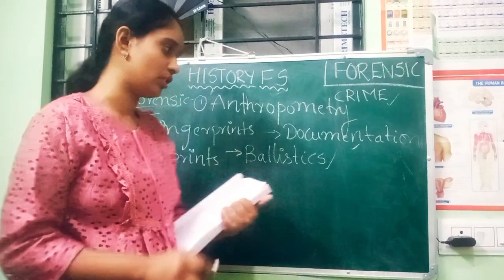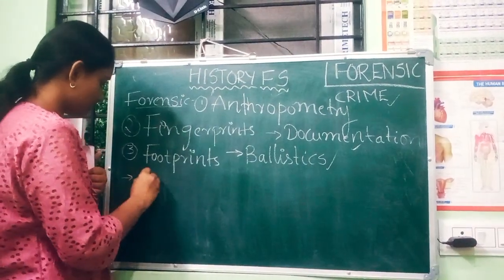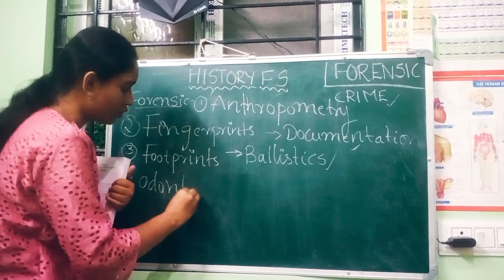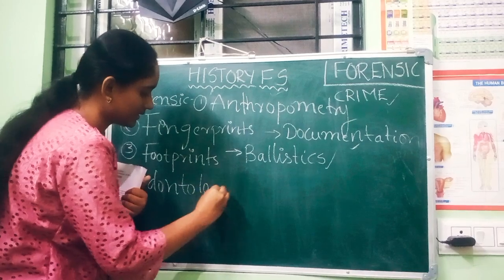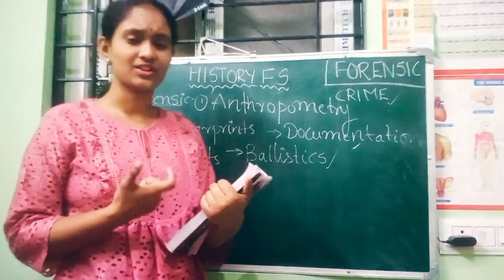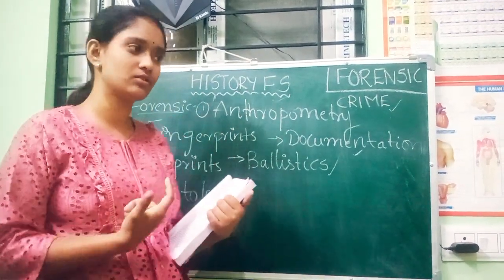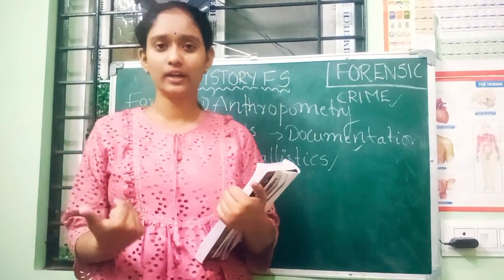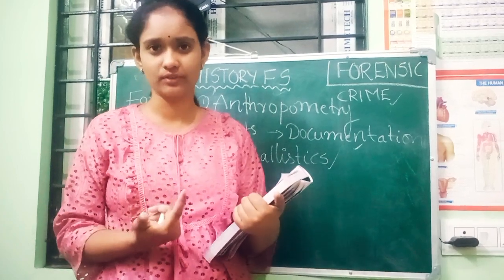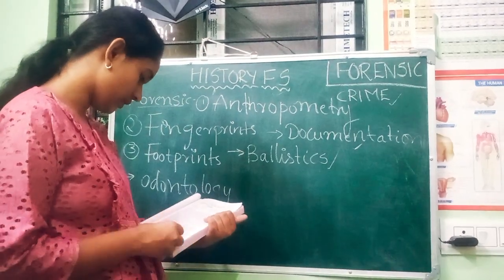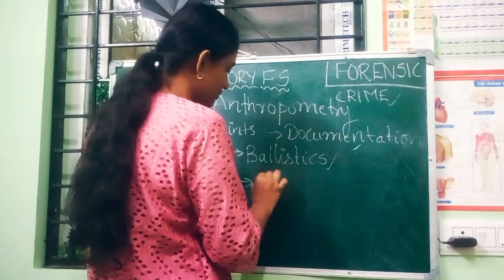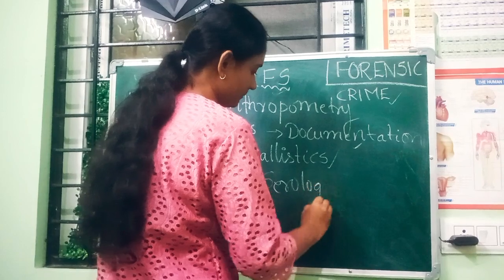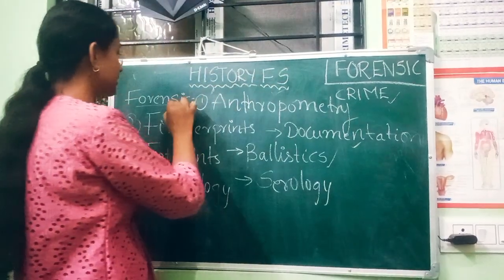And then odontology. Odontology is based on the structure of the teeth, and how old it is, if you find any skeletons, things like that. Then serology. Serology is purely based on biology only. So these are the main branches under forensic science.